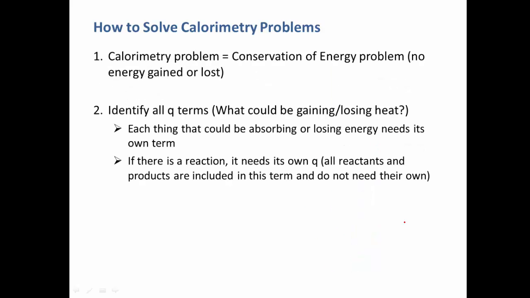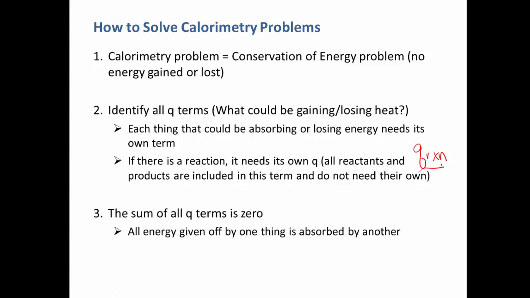If there is a reaction occurring, this would also need its own Q term. That would be the Q of reaction, as you may recall. If you have amounts of reactants or products that are given, they do not get their own Q term. They will instead be packaged in the Q of reaction since they're used in the reaction.